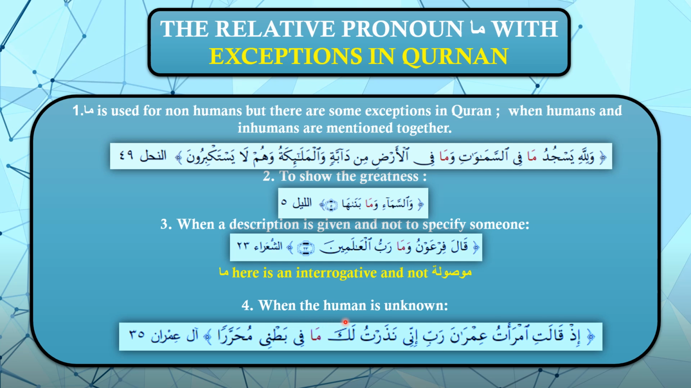And when the human is unknown, for example, in this ayah, إِذْ قَالَتِ امْرَأَةُ عِمْرَانَ, the wife of Imran alayhi salam, she says, Rabbi inni nadartu lak, meaning she is offering whatever she has in her belly and she doesn't know about it. Whatever she has in her belly, ma fi batni muharraran. So she doesn't know, and she's saying, inni nadartu lak ma fi batni muharraran.